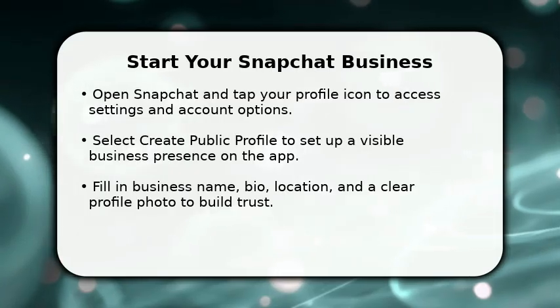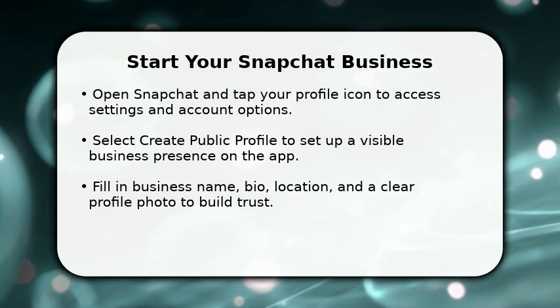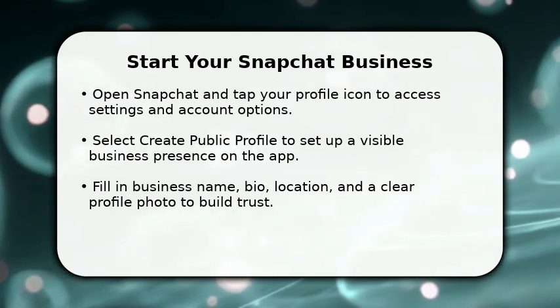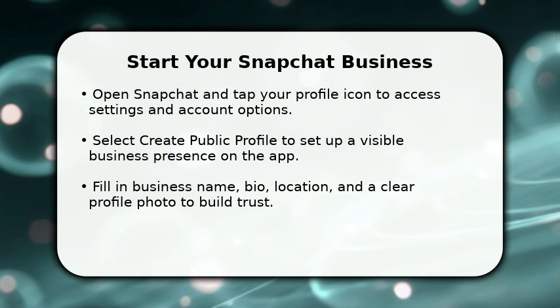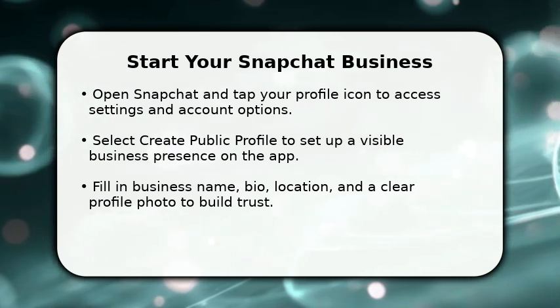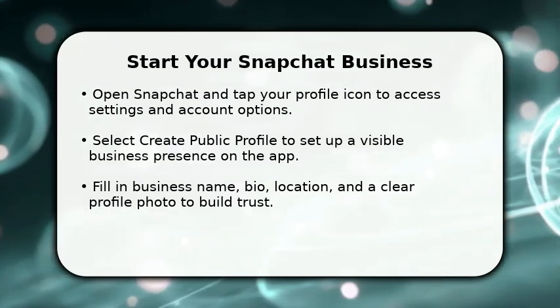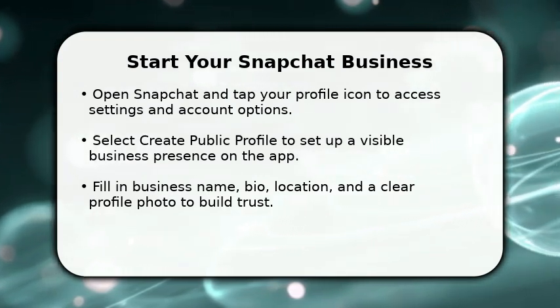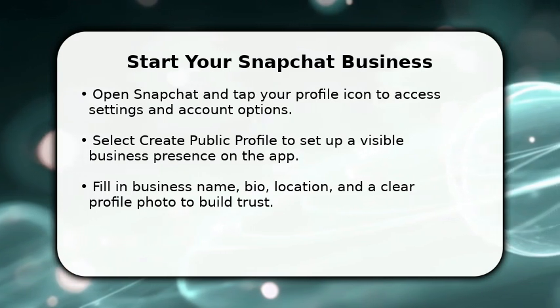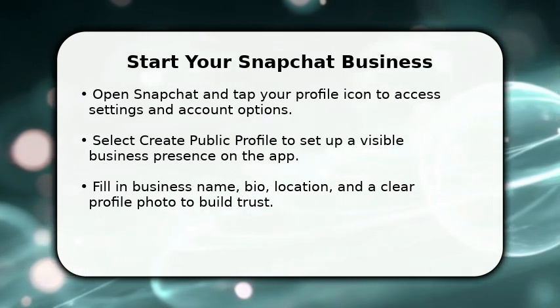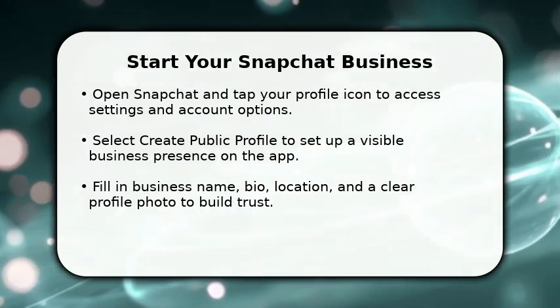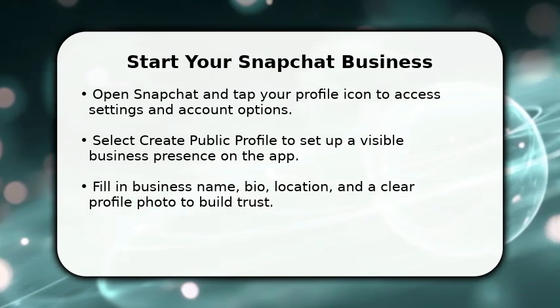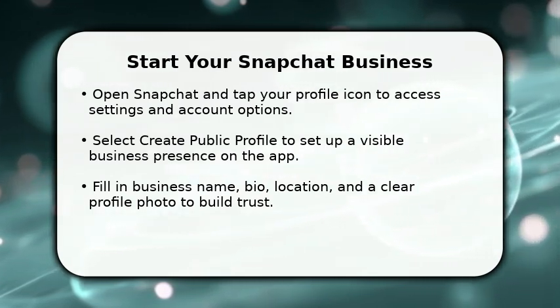In this video, I will show how to create a business public profile on Snapchat, full guide. Tap your profile icon, open settings, choose Create Public Profile, and follow prompts to claim your public identity. Add a concise business name, a compelling bio, location if relevant, contact email, and a high-quality profile photo. Use clear branding, enable public story sharing, and check features like link placement and analytics to grow engagement.